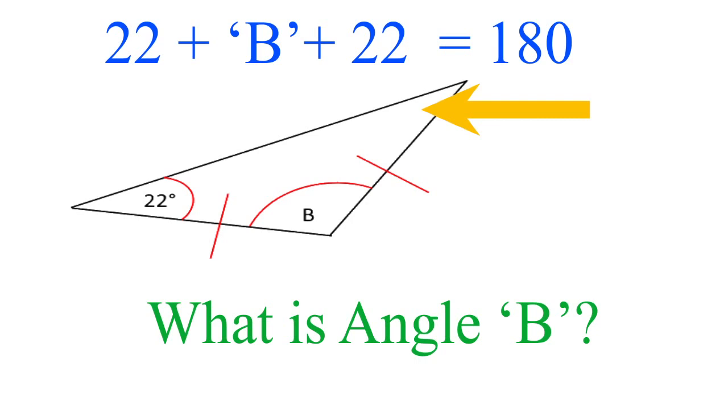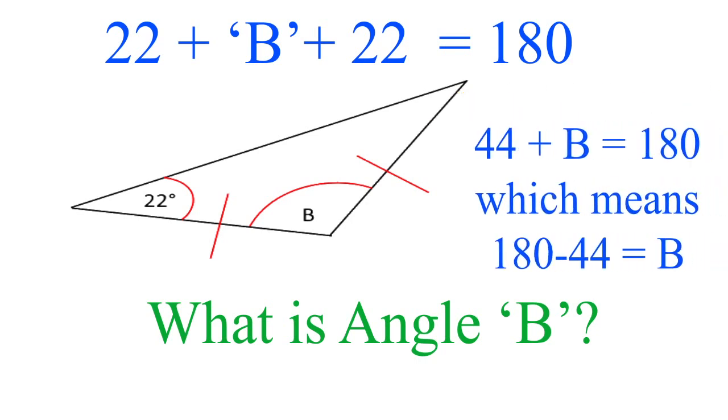so 44 plus B equals 180. We can rearrange this because 44 and B together make 180. If we take 44 away from 180, we get B. So 180 minus 44 equals 136. B equals 136. There is our answer.